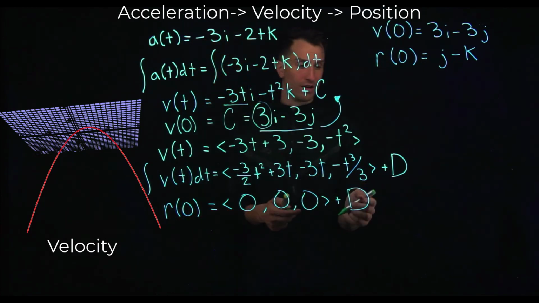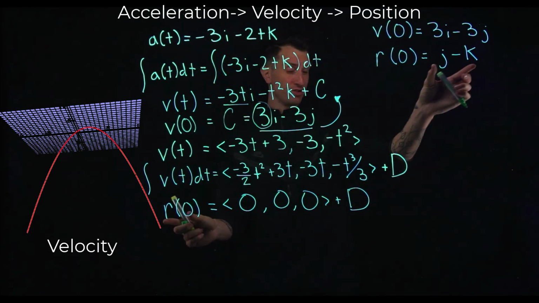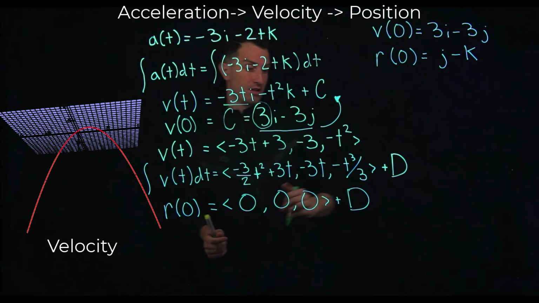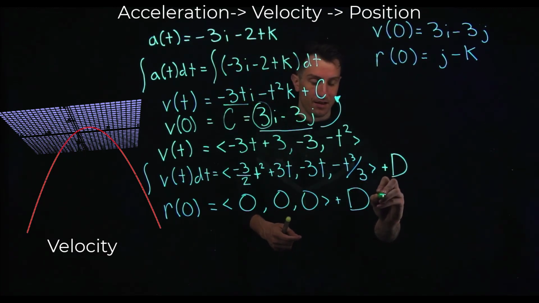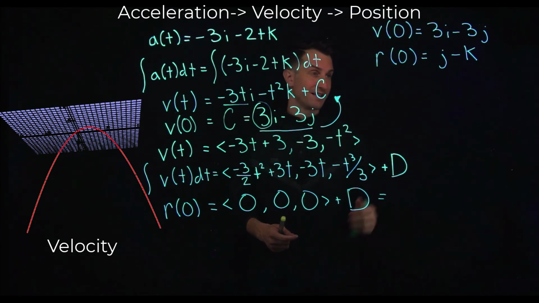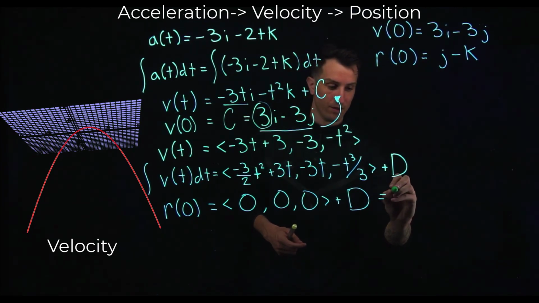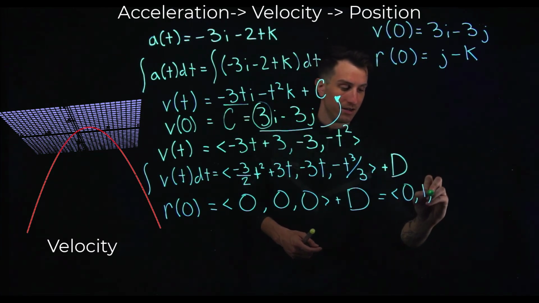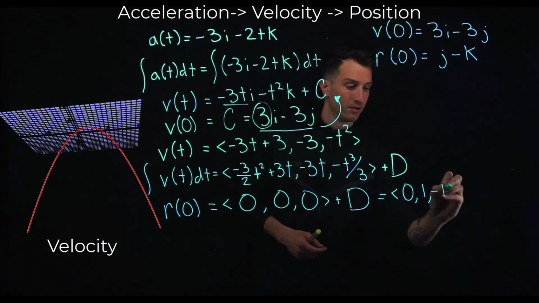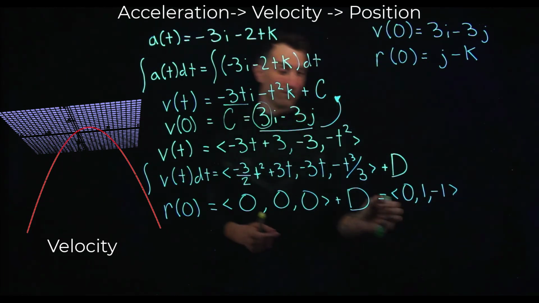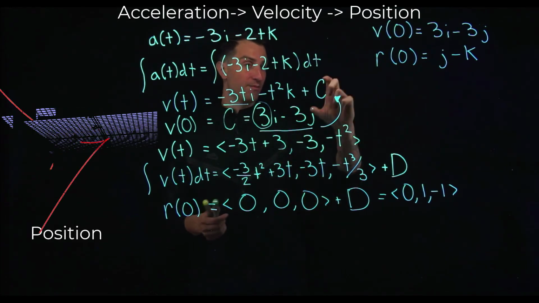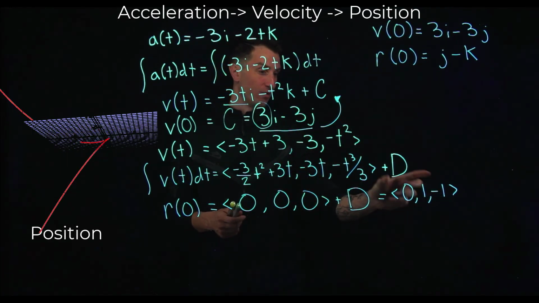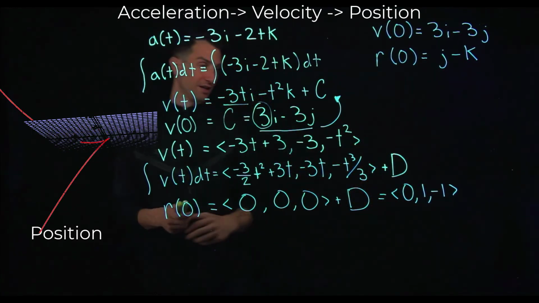Right, and what do I know? Well, I know that when I plugged in 0, I was supposed to have j minus k, which means, what does that imply? This must be that j minus k, and I'll just write this out in vector form. This is 0, 1, negative 1. D must be 0, 1, negative 1. So again, same step we did here. We found out what this constant was and we plugged it back in. And same thing, we found out what this constant vector was, d, so let's plug it back in.